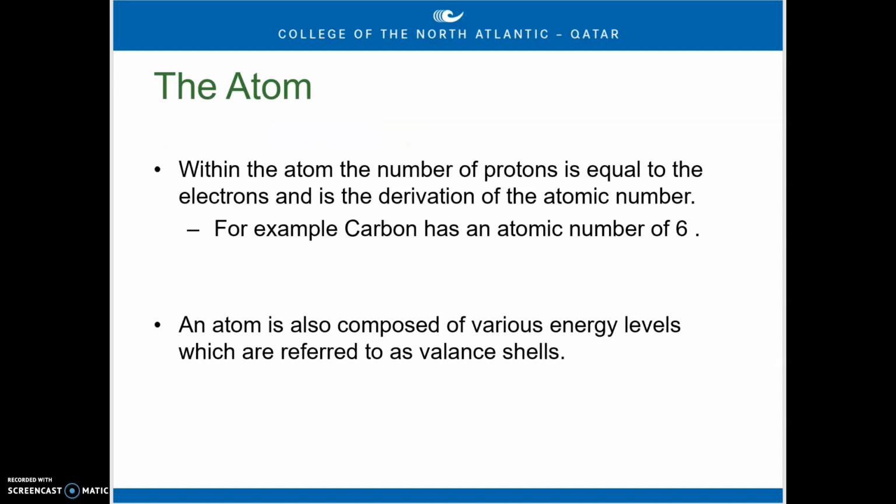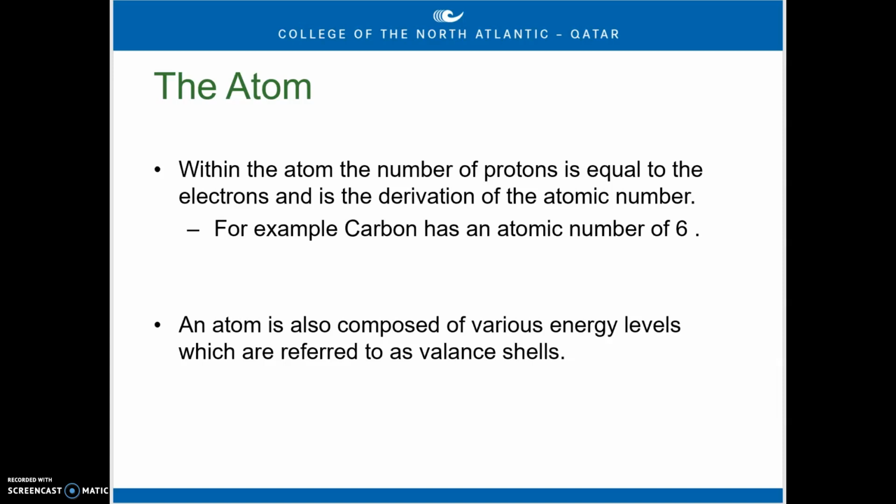Now, within the atom, the number of protons equals the number of electrons, and that gives us the atomic number. So if you look at the periodic table, you'll see every element up there has an atomic number, and that's generally equal to the number of electrons and neutrons together. So if we look at carbon, for example, which we are a carbon-based life form, so carbon is super important to our structure, carbon has the atomic number of 6. So that should tell you that carbon has 6 electrons on the outside and 6 protons in the nucleus.